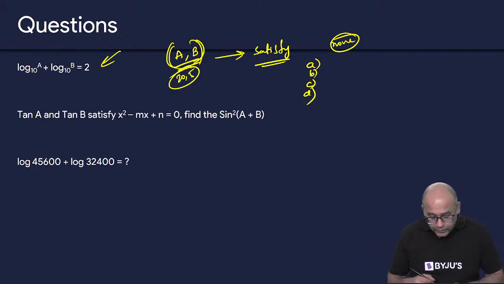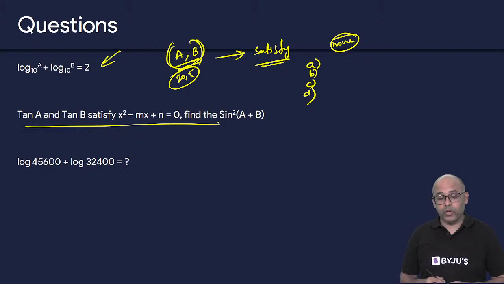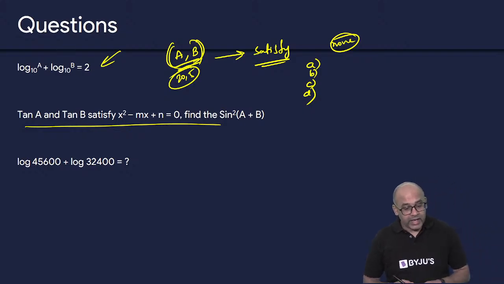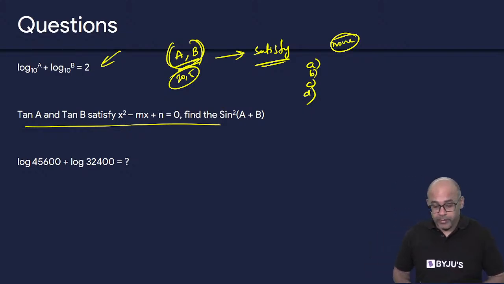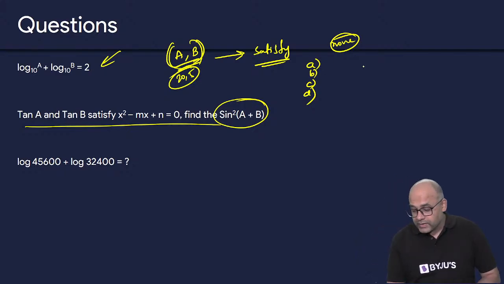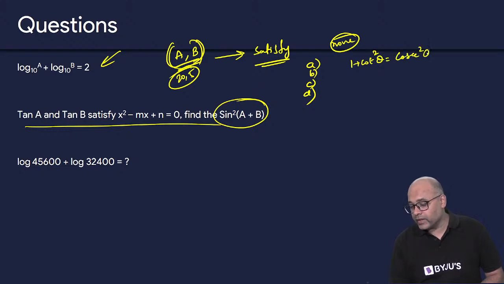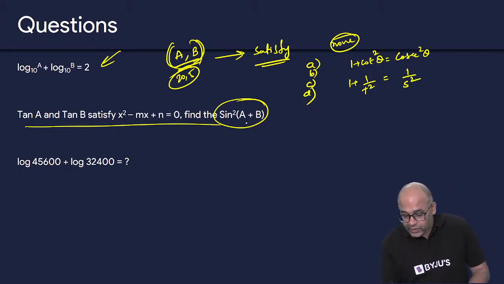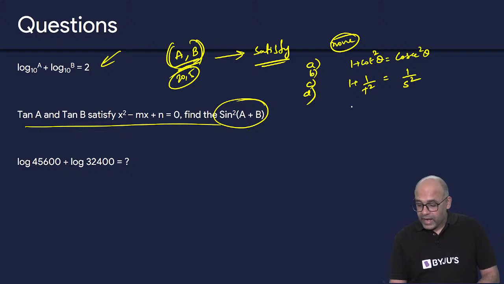Okay, then you have a question on trigonometry. Tan A and tan B satisfy x square minus mx plus n equal to 0, and they are asking you to find sine square of a plus b. So basically what you have to do is, if you remember, 1 plus cot square theta is cosecant square theta, which means 1 plus 1 by tan square is equal to 1 by sine square. Now this sine square is what they are asking, and you are supposed to use this tan.